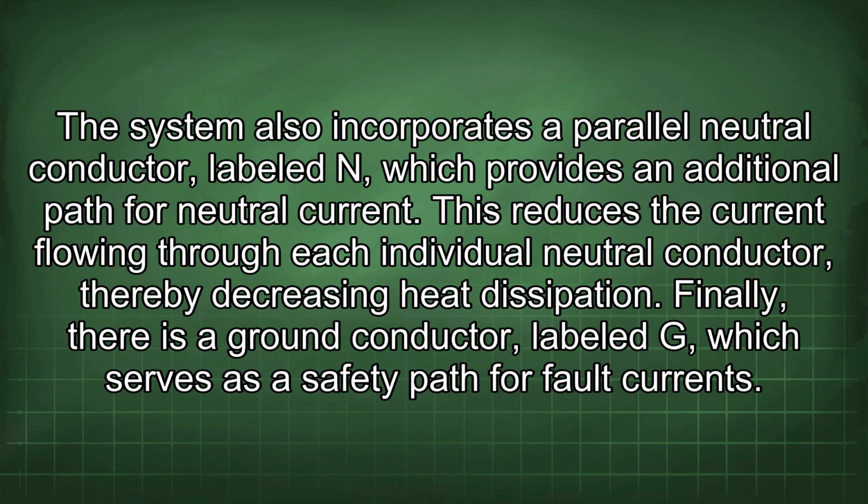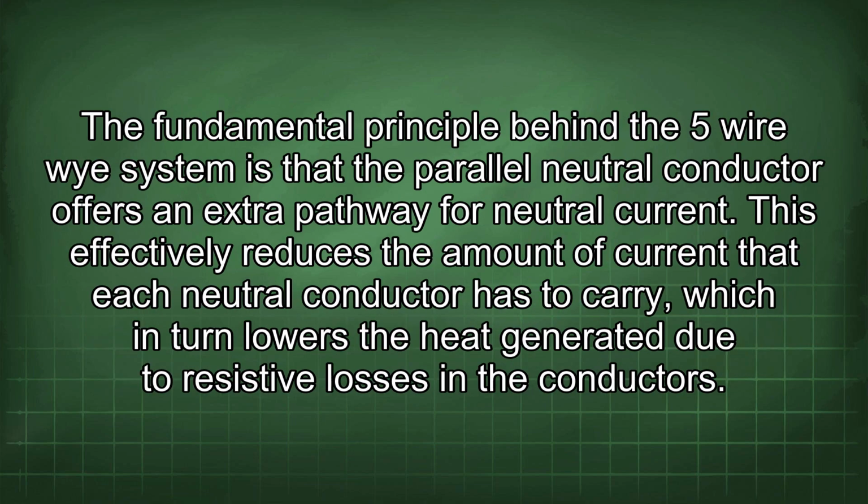This reduces the current flowing through each individual neutral conductor, thereby decreasing heat dissipation. Finally, there is a ground conductor labeled G, which serves as a safety path for fault currents. The fundamental principle behind the 5-wire Y system is that the parallel neutral conductor offers an extra pathway for neutral current. This effectively reduces the amount of current that each neutral conductor has to carry, which in turn lowers the heat generated due to resistive losses in the conductors.